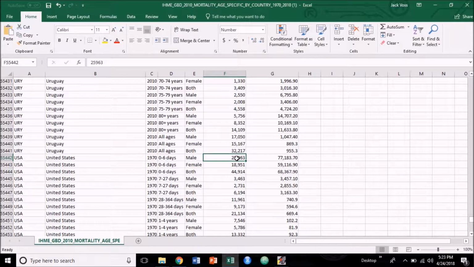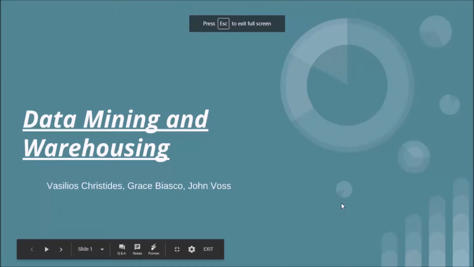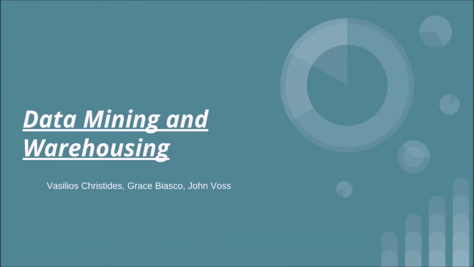Even though the US has almost five times more deaths, the death rate is a little more than half the death rate of Madagascar given the same demographic. This is because Madagascar is a much smaller country, so per 100,000, these deaths carry a lot more weight than these deaths carry for the US. Going back to the slides, I'm going to now pass the torch off to Vasilios.